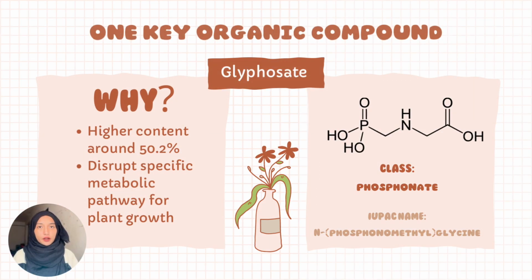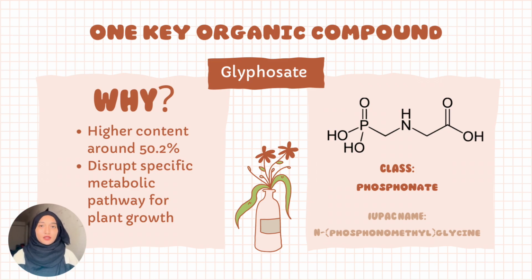One key organic compound in Roundup glyphosate herbicide is glyphosate. Why? Because glyphosate has the highest content in Roundup, which is 50.2%. It is the compound that directly kills the weed by disrupting the metabolic pathway necessary for plant growth. It works by inhibiting an enzyme called EPSP synthase.